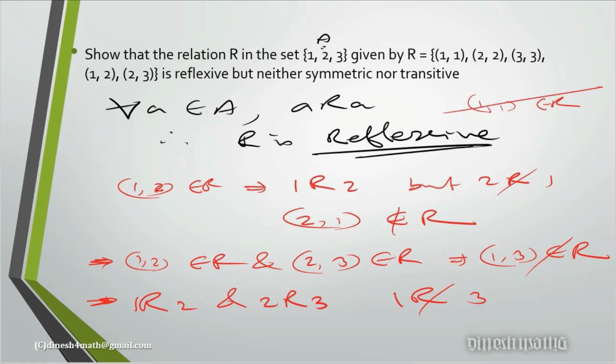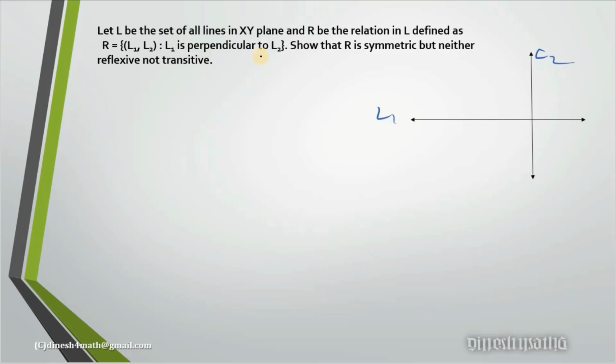I'll take another example. See, this is the next question. L1 is perpendicular to L2, on a set of 4 lines in the XY plane. We need to prove it is symmetric but neither reflexive nor transitive. Here you can clearly understand a line cannot be perpendicular to itself. So you can easily say L1 is not perpendicular to L1 for every L1 in the given set.